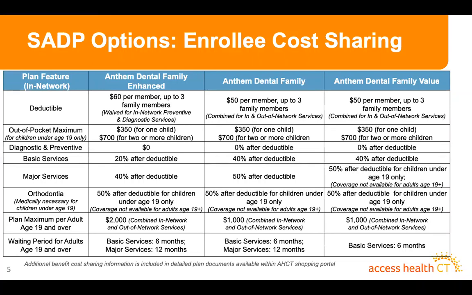The slide right here will give you an overview of each of the three different plan designs that are available. And federal regulations specify requirements of an ACA compliant standalone dental plan. These requirements pertain only to pediatric dental benefits for children under age 19. So whenever you see in these plans an adult benefit illustrated, there are no ACA specific requirements pertaining to adult dental. Each of these plans is compliant with federal regulations to be offered on the exchange because they include the in-network out-of-pocket maximum of $350 for one child and $700 for two or more children in a family.